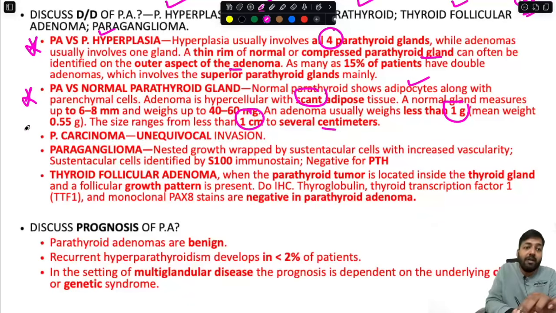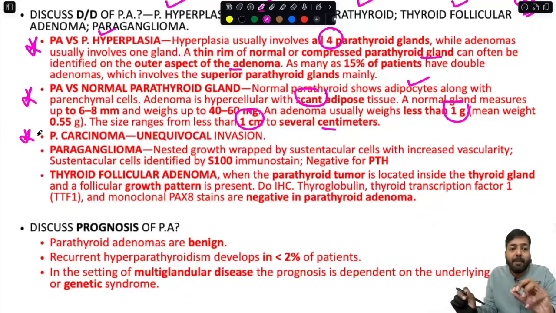Now versus carcinoma, remember, for the diagnosis of parathyroid carcinoma, it has to demonstrate unequivocal invasion. That is signs and symptoms of metastasis, distant or local recurrence, or angioinvasion. All these things have to be there for the diagnosis of a carcinoma.